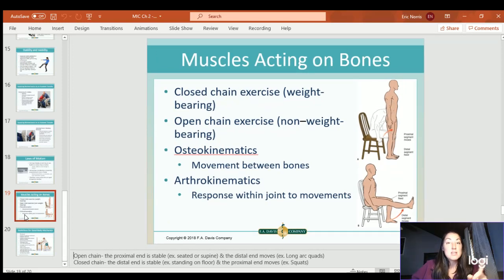But what we see are osteokinematics, movements of long bones. Okay, the big movement you see is an osteokinematic.